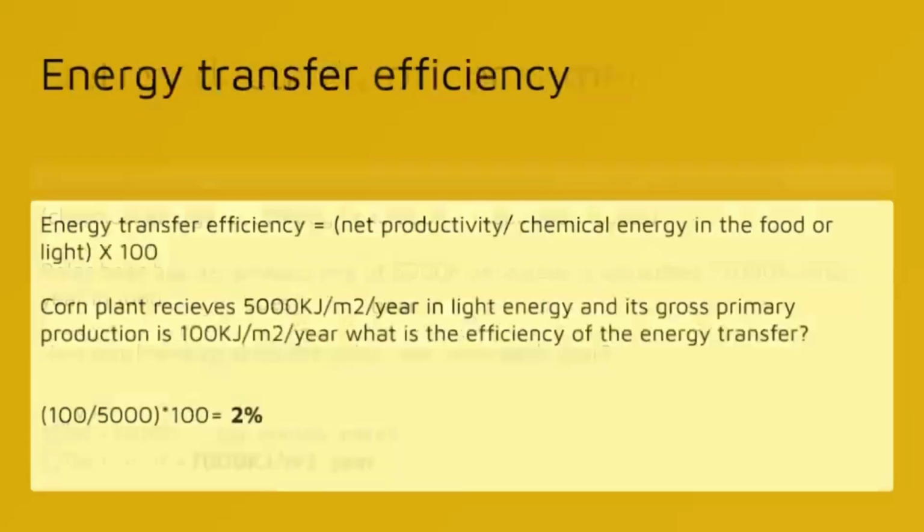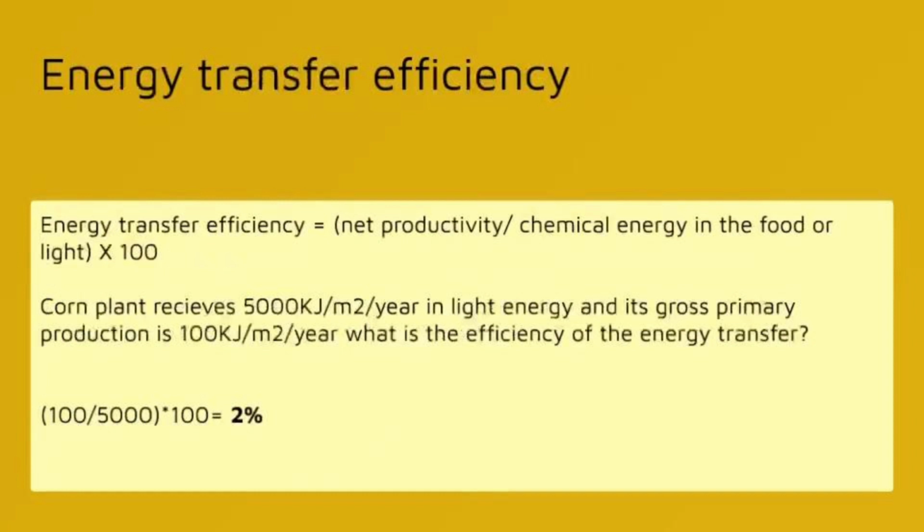And the final thing we're going to look at is how efficient the energy transfer is. So for this equation, we do the chemical energy in the consumer divided by the chemical energy in the food times 100. This can also be used for the primary producers, so that would be the gross primary productivity divided by the light energy that's falling on the producer times 100. And basically you're looking at the net productivity divided by the amount that the animal has consumed.